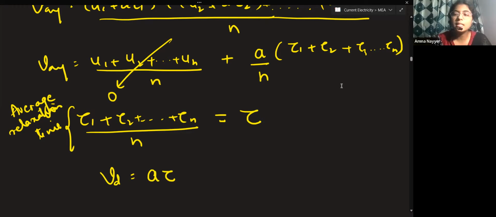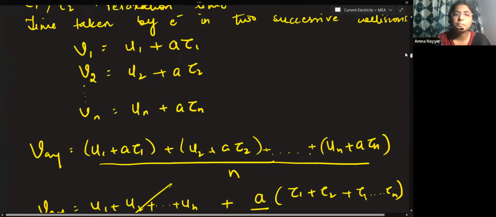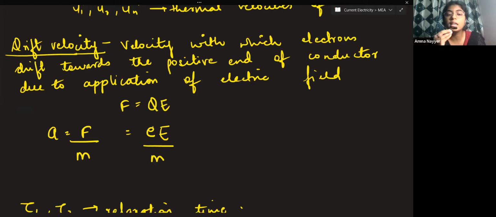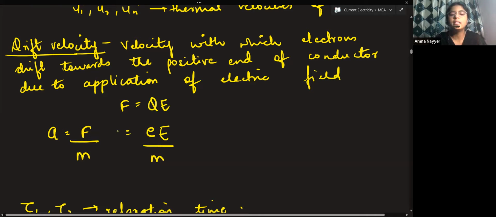And what was the acceleration that we had calculated from here? Remember, initially we had taken this acceleration. Now one more thing. What is drift velocity doing? It is moving the electrons towards the positive charge. And we are talking about the electrons, so obviously we will add a negative sign to it. Minus E by M we will take.